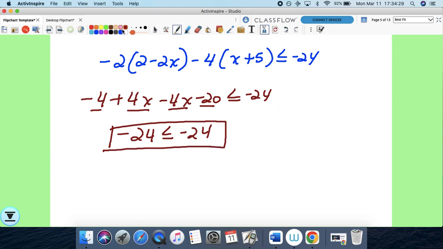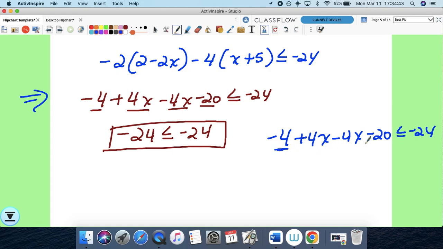Let me write the previous sentence over here. Negative 4 plus 4x minus 4x minus 20 is less than or equal to negative 24. But allow me to do something here. Let me combine these two. I get negative 24, and I'm going to keep that minus 20 for a second, less than or equal to negative 24. Now, here is where maybe you saw something.